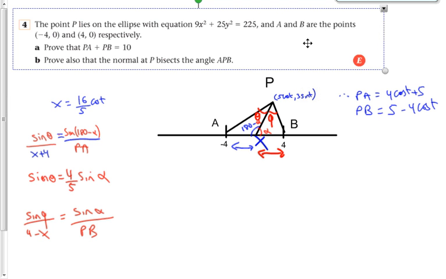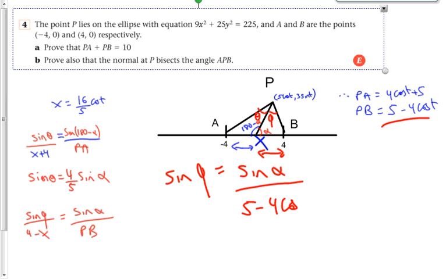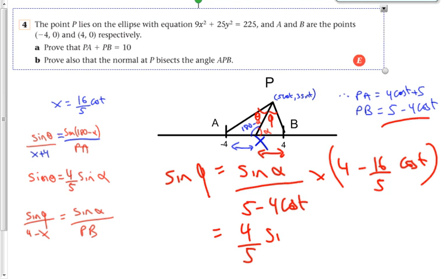Okay, so I can say that sine phi is equal to sine alpha over PB, 5 minus 4 cos t, times 4 minus x, which is 4 minus 16 over 5 cos t. Now, if you do the algebra and simplify, you get 4/5 sine alpha.